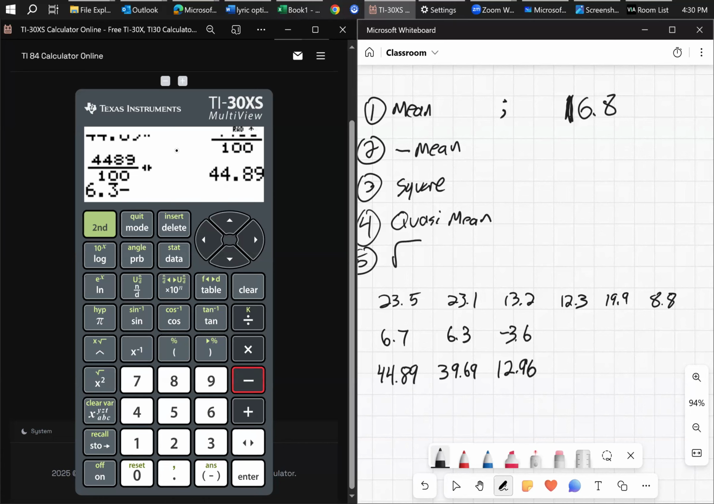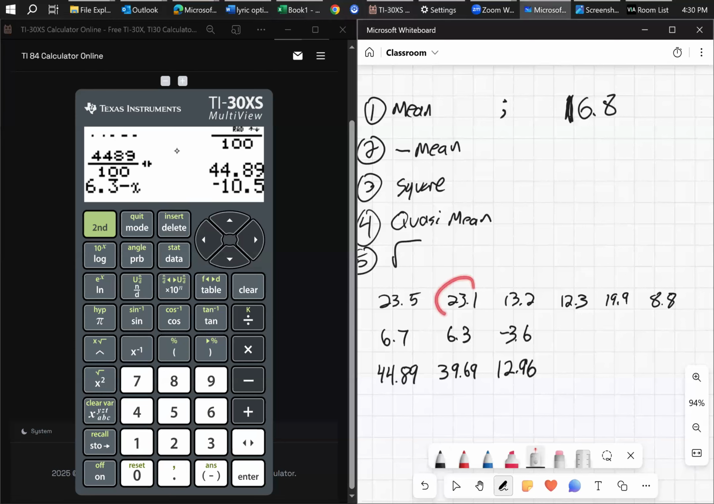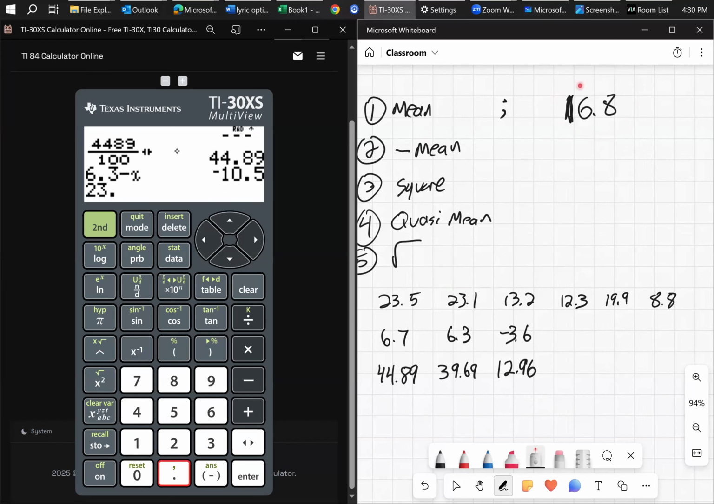Look how much more efficient this is. 6.3 minus X. Oh, that's not an X. Oh boy. There we go. 6.3 minus X. Where did I get 6? Oh, sorry. This number minus the mean. Let's try that again. 23.1 minus X is 6.3 squared, arrow, 39.69.